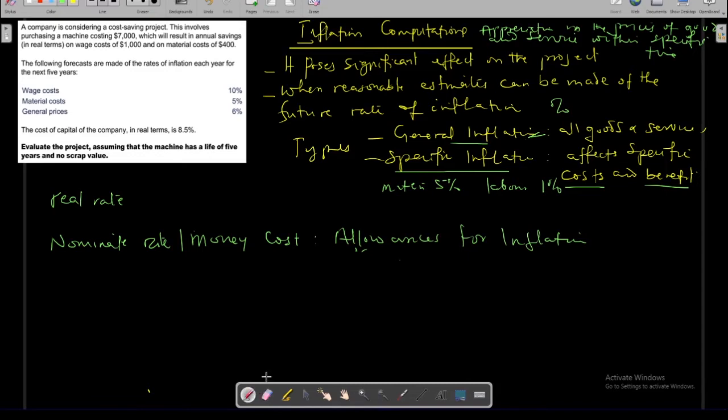Now let's look at the real rate. The real rate, or you say real cost, is the costs which excludes effects of inflation. So this cost does not include the effect of inflation. It does not build the effect of inflation into estimating the cost of the benefits or the costs associated with the project.